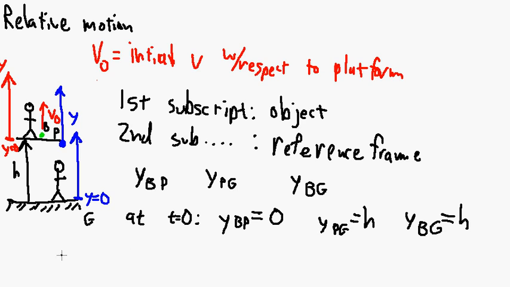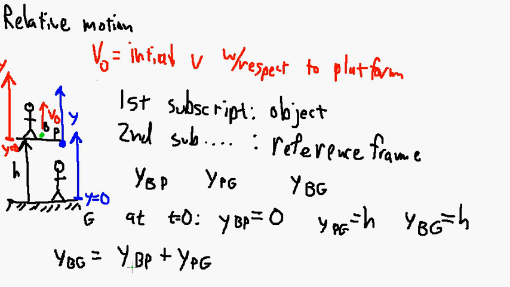So the nice thing about this is you can just write an equation and use the subscripts as your guide. And the way it works is like this: Y of the ball in the ground frame equals... So this is where the ball is in the ground frame. And to find that, we can just take Y of the ball in the platform frame and then add on how high up the platform is. Does that sort of make sense? So Y of the ball in the ground frame is what you're trying to find. You take Y of the ball in the platform frame and add to that Y of the platform in the ground frame.